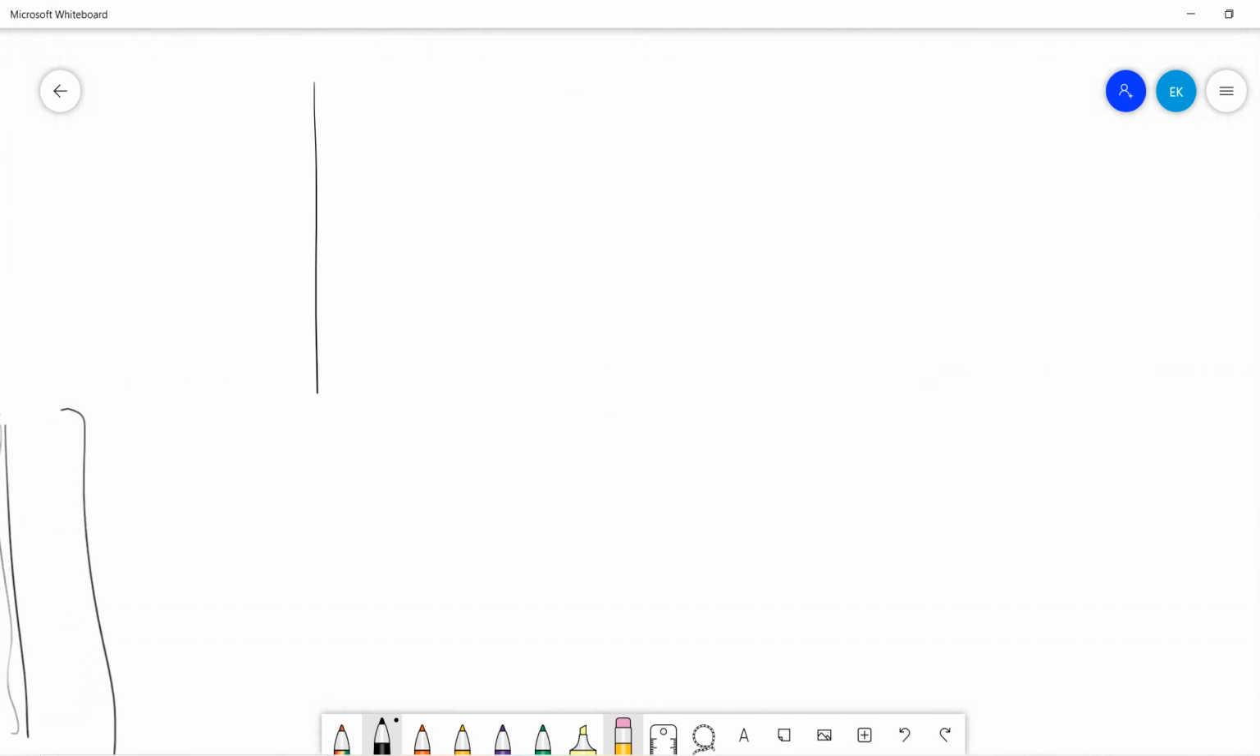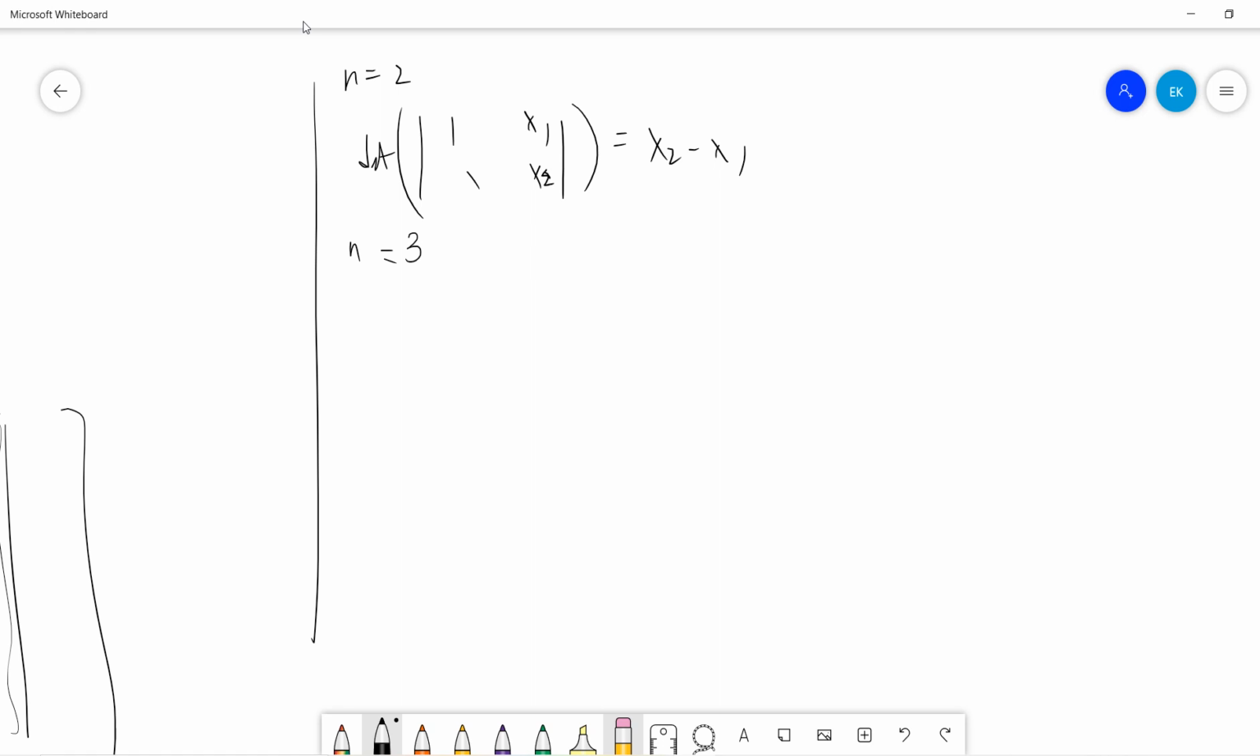Before I start, maybe we see some simple example. Let's say n equals 2. You get this one, right? So the determinant will be just x2 minus x1. By the way, usually these determinants are called the Vandermonde polynomial. For n equals 3, it's a little bit cumbersome: x1 square, x2 square, x3 square.